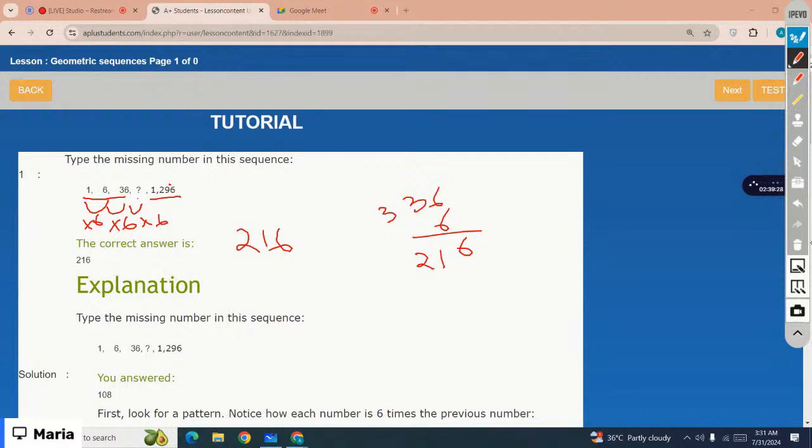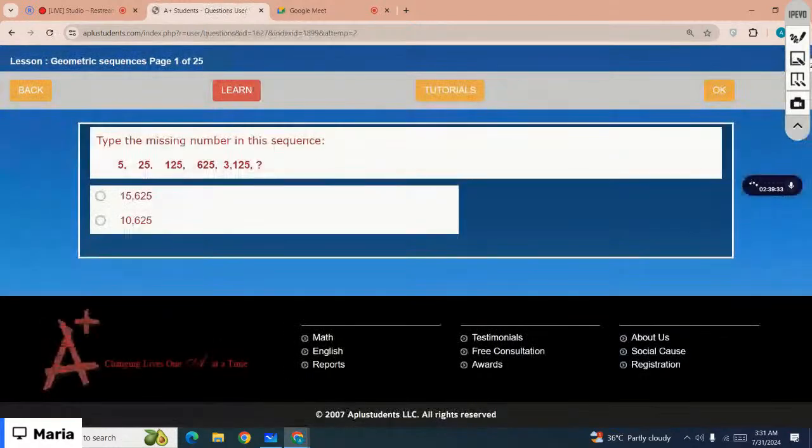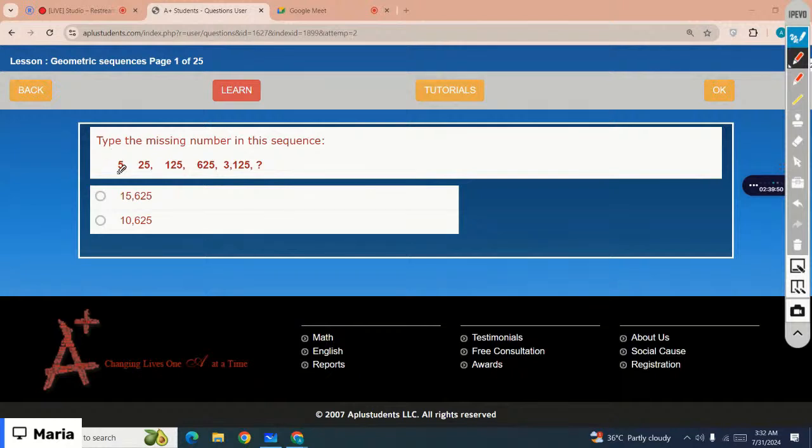Okay, let's just start with the test questions. Okay, type the missing number in the sequence. So which is the correct option? Okay, so the numbers 25, 125, 625, that means they are the product of 5. 5 times 5 is 25, 25 times 5 is 125.